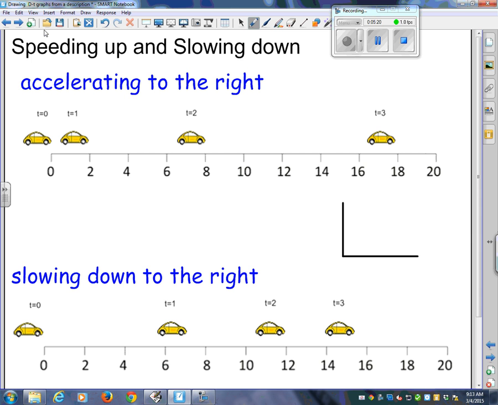Each picture of the car is, here's 0, 1 second, 2 seconds, 3 seconds. The distances that they are apart is getting wider. We know this means the car is speeding up. If you were a cartoonist back in the 50s and you were drawing Bugs Bunny speeding up, you would have to draw them farther and farther apart to make it look like that when they put all those pictures together.